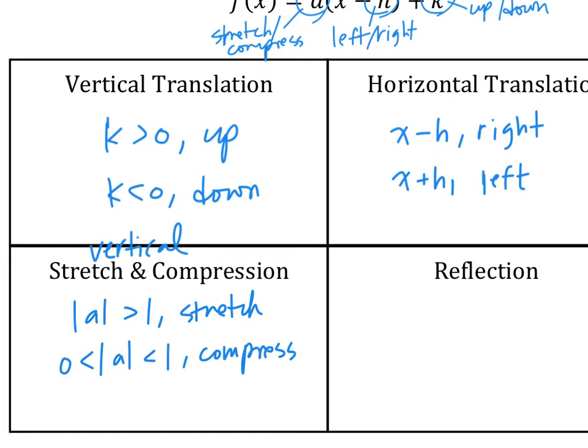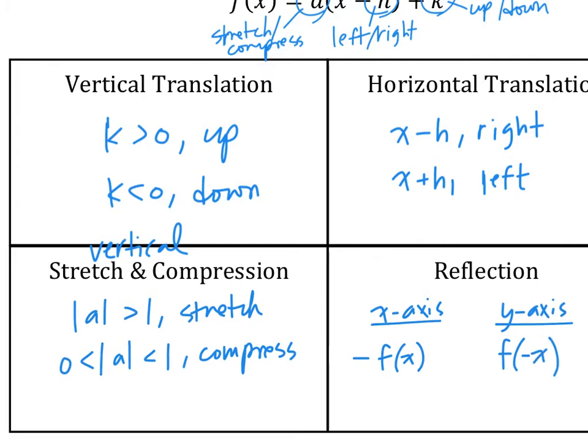We have two kinds of reflection. One is over the x-axis. The other one is over the y-axis. When it's over the x-axis, is the negative inside the function or is it outside the function? Okay, nobody remembers at all. Okay, the negative is outside. And then y-axis, the negative is inside.